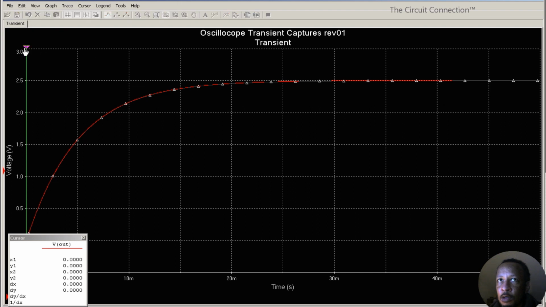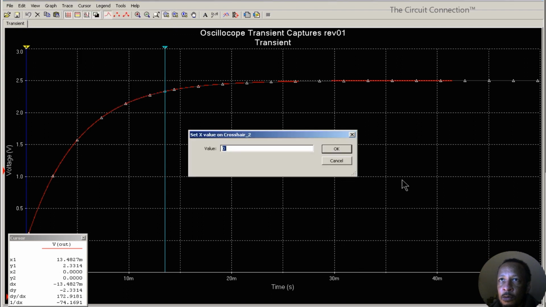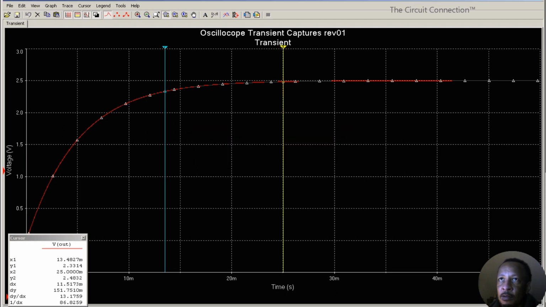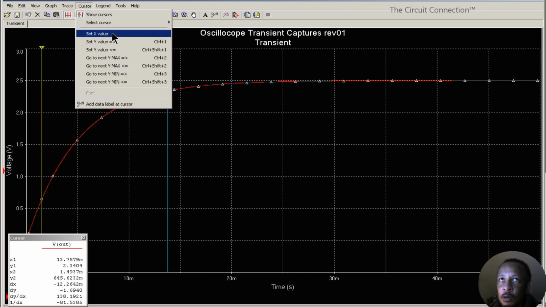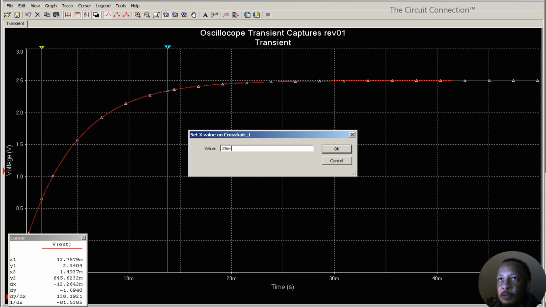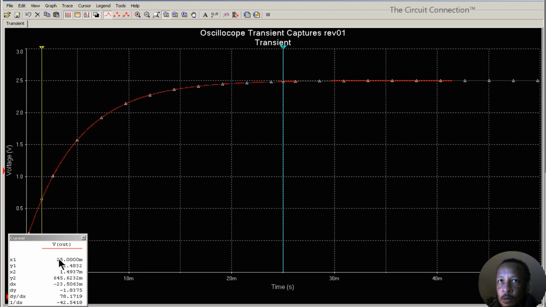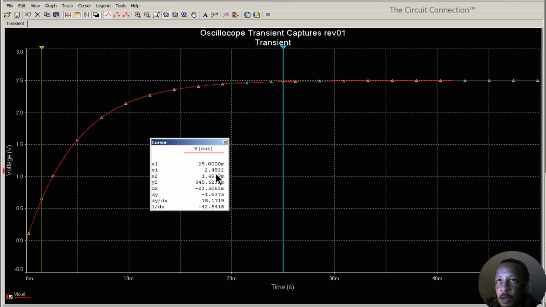Okay, so take the cursor and tell the cursor to go to 25 milliseconds. That's cursor 2. I wanted cursor 1. Try that again. 25 milliseconds. Okay, so by then we're at like 2.48 volts there, and that's basically, you're pretty much done. Okay, that's your 2.5 and your 5 time constants. So that turns out good.